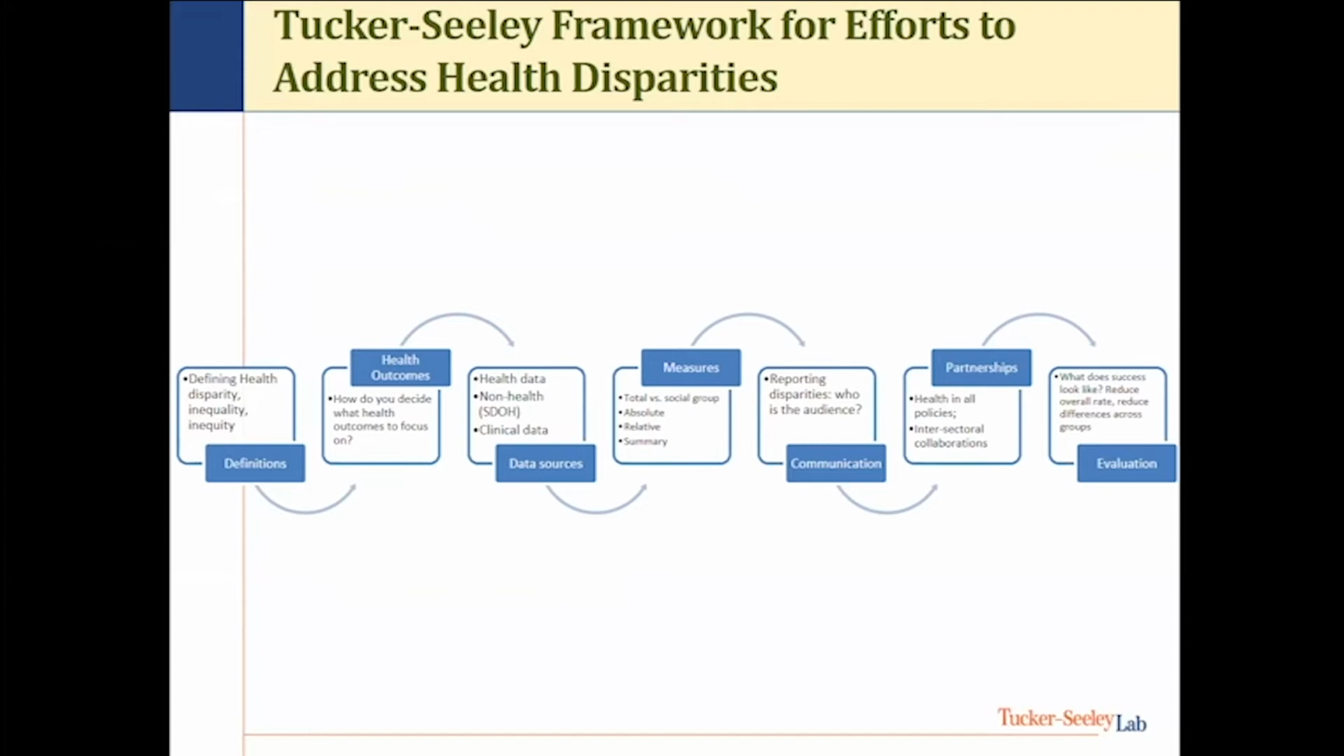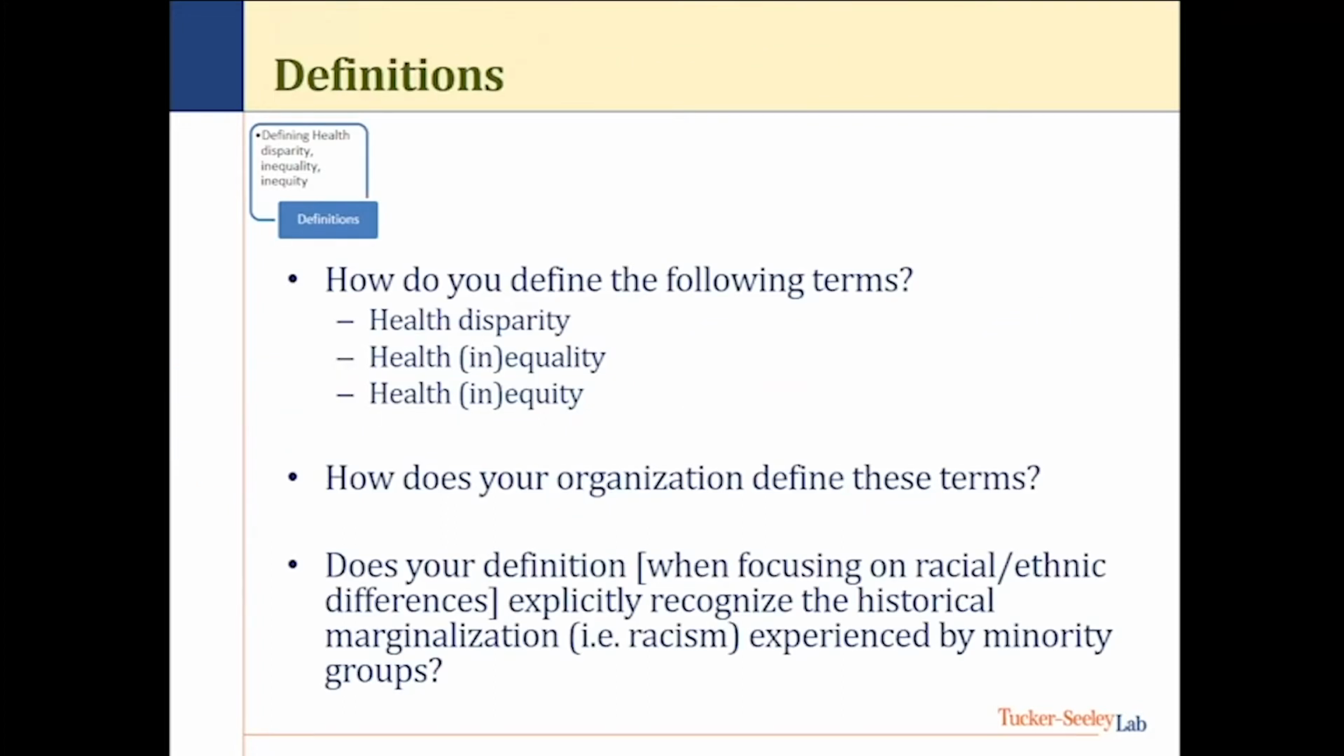And for our discussion today, I'm only going to focus on definitions, health outcomes, measures, and communication or reporting. And I will present a series of questions for each that begin to help us better identify where our potential biases might be. So starting with definitions, how do you define the following terms? Health disparity, health inequality, health inequity. How does your organization define these terms? And does your definition, when you're focusing on racial and ethnic differences, explicitly recognize the historical marginalization, that is racism, experienced by minority groups?